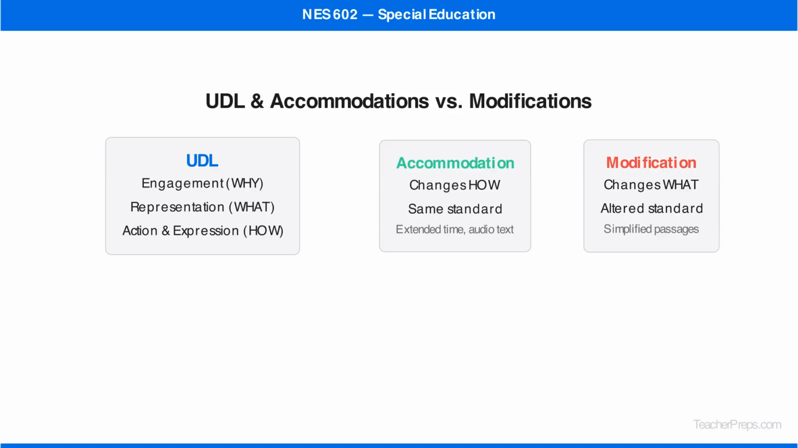Next, you must distinguish accommodations from modifications. An accommodation changes how a student learns or demonstrates knowledge without changing the curriculum standard. Examples include extended time, audio textbooks, and preferential seating. A modification changes what the student is expected to learn, altering the curriculum standard itself. Examples include simplified reading passages and reduced answer choices. On test day, if the question asks what maintains grade-level standards, the answer is an accommodation, not a modification.